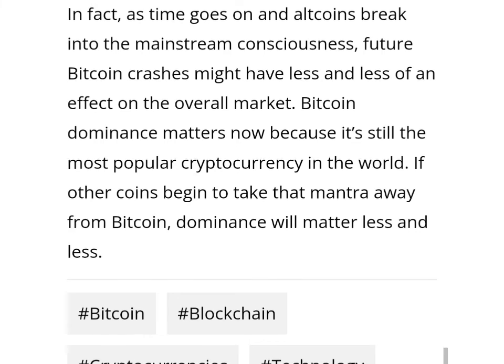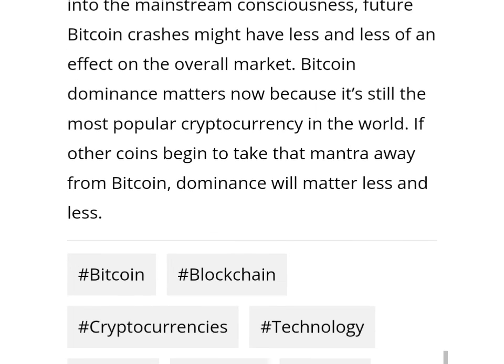Bitcoin dominance matters now because it's still the most popular cryptocurrency in the world. If other coins begin to take that mantle away from Bitcoin, dominance will matter less and less.